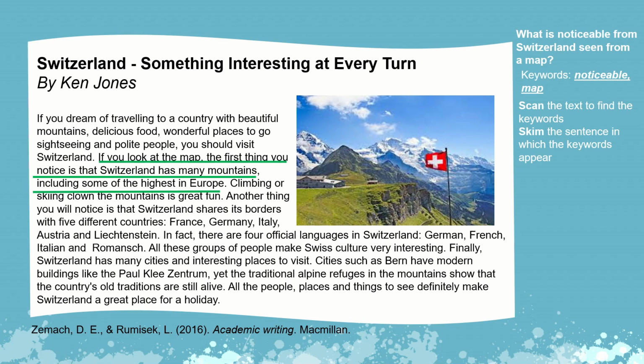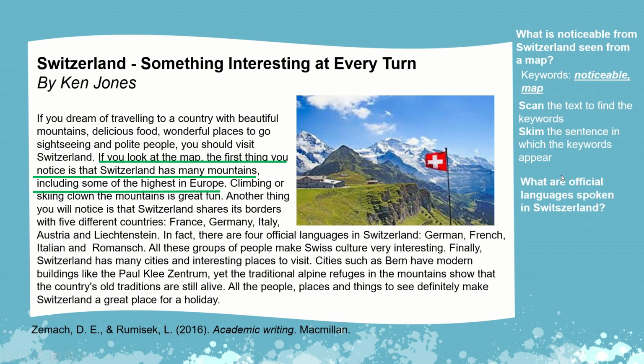You see, if you look at the map, the first thing you notice is that Switzerland has many mountains, including some of the highest in Europe. So this is the noticeable thing from the map. It has many mountains and includes some of the highest in Europe. You see the mountains here, one of the highlights of Switzerland.